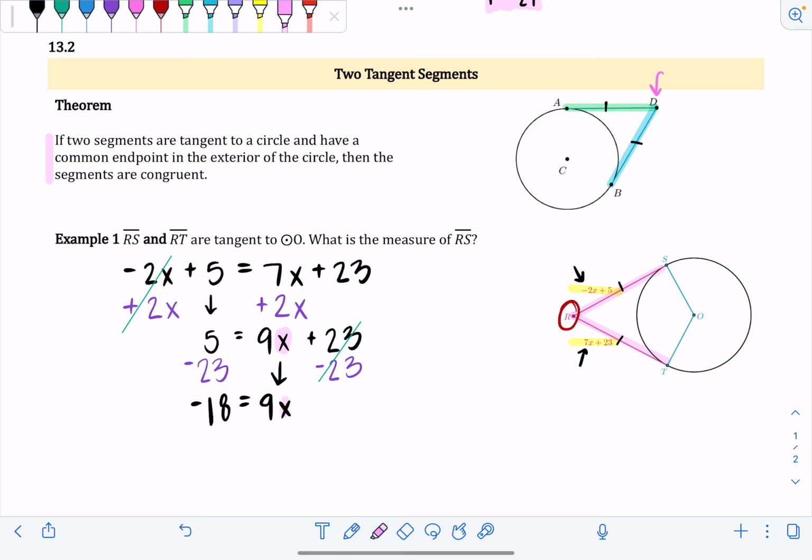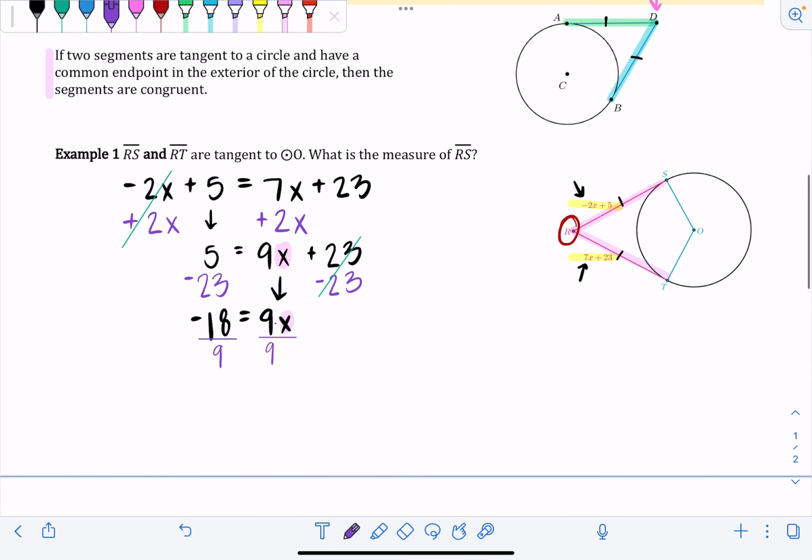Still trying to get x by itself, but now I just have a 9 that's being multiplied by x. So the opposite of multiplying by 9 is dividing by 9. So I'm going to divide both sides by 9. Negative 18 divided by 9 is negative 2. And then 9 divided by 9 cancels out, or just 1x. So we end up with x equals negative 2.